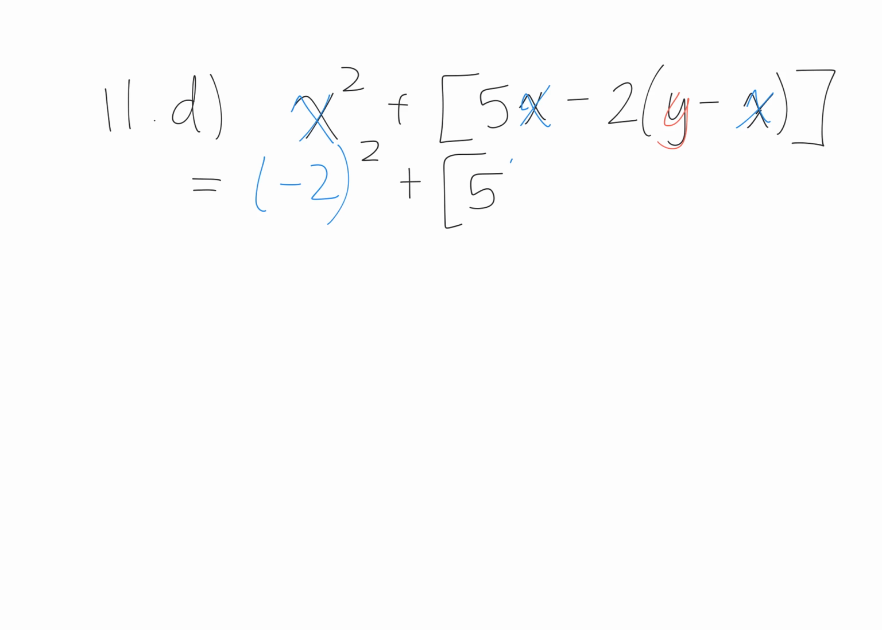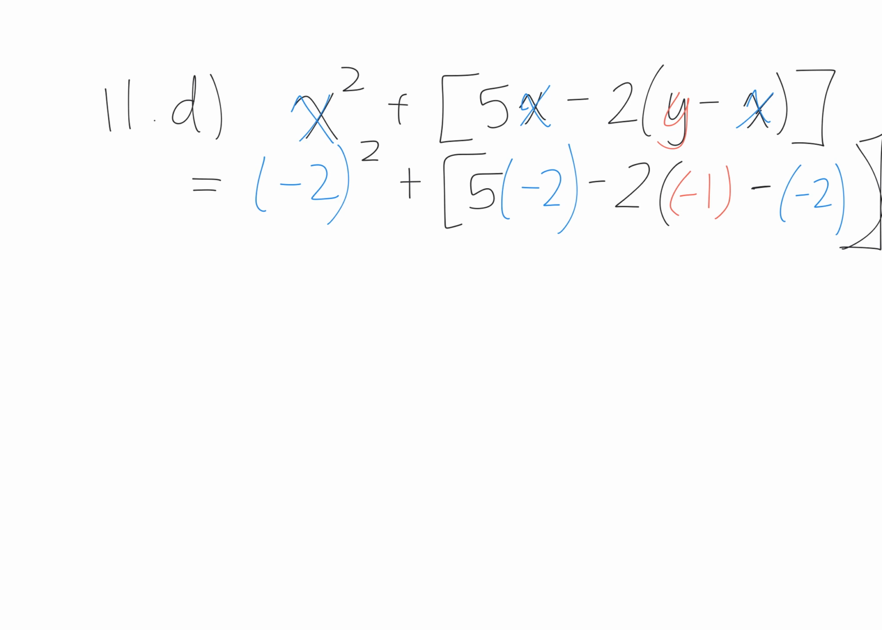5 bracket -2. Take away 2 bracket -1. I'm going to put that in a little bracket. Take away, a lot of brackets going on here. -2. I'm using colors. And then we have to close that.